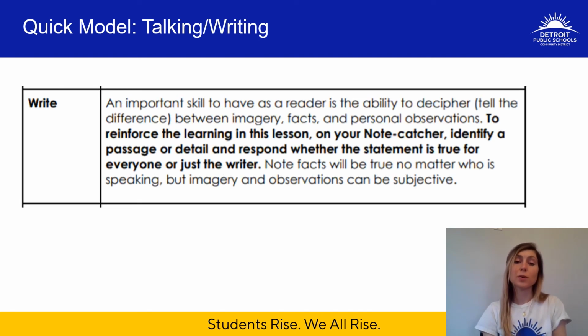So we know that an important skill to have as a reader is the ability to decipher, or to tell the difference between imagery, facts, and observations. To reinforce the learning of this lesson, we're going to again lift up a passage or detail and describe whether or not we think the statement is true for everyone or just the writer. Please note that facts will be true no matter what and no matter who is speaking, but imagery and observations, those are really personal. So let's get into this.